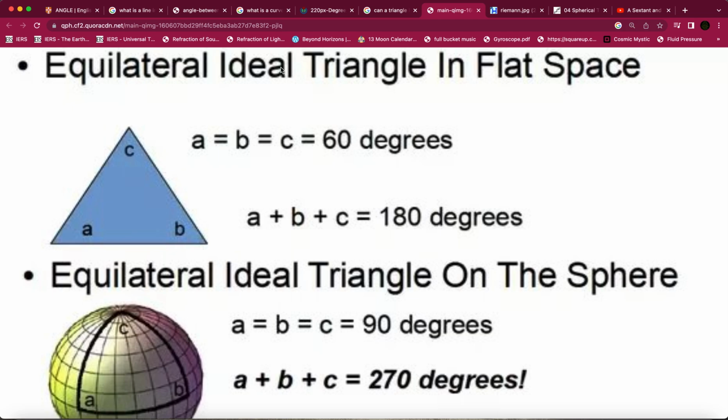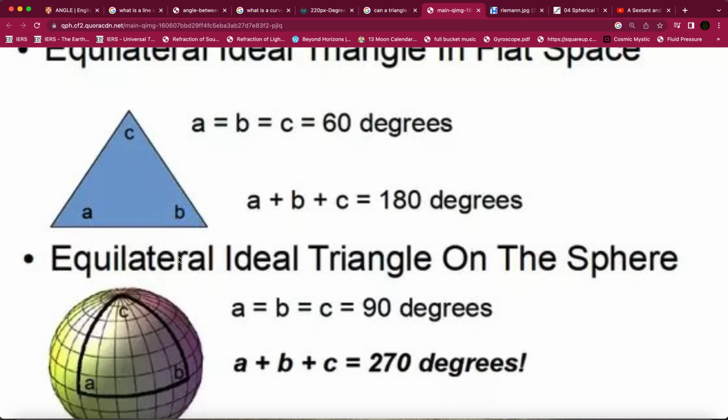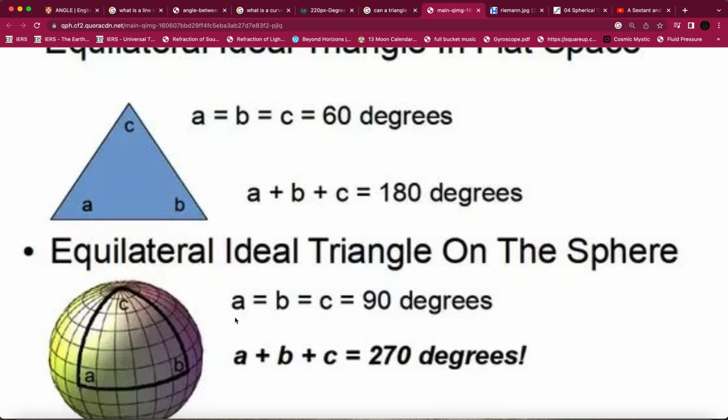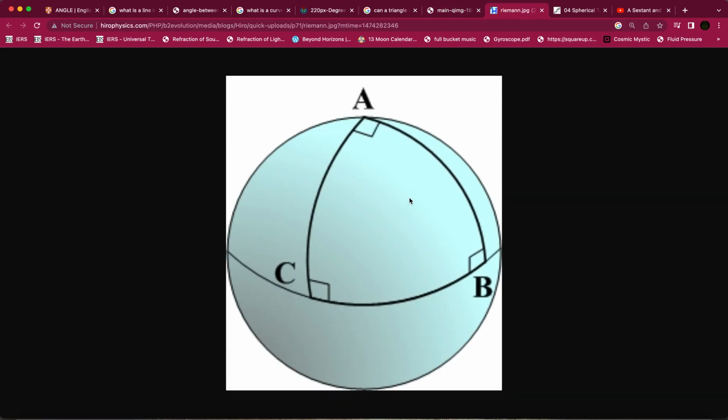Equilateral ideal triangle in flat space: A equals B equals C equals 60 degrees. A plus B plus C equals 180 degrees. Equilateral ideal triangle on the sphere: A equals B equals C equals 90 degrees. A plus B plus C equals 270 degrees. So how are they getting 270 degrees here? This is the thing. Let's go to this.